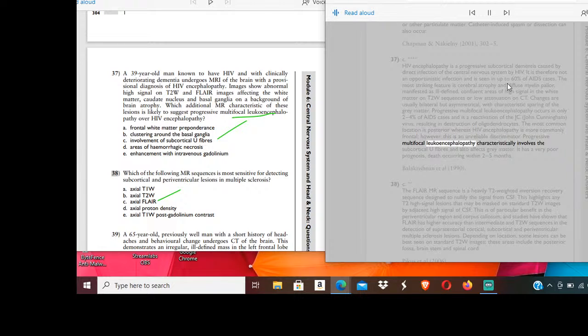Progressive multifocal leukoencephalopathy characteristically involves the subcortical U fibers and also affects gray matter. It has a very poor prognosis, death occurring within 2–5 months. Balakrishnan.